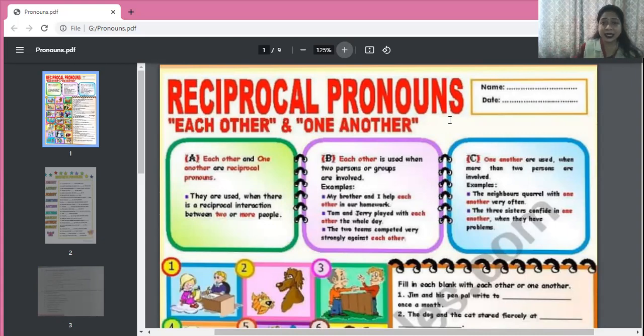Okay. Now, this reciprocal interaction can be between two people and this can be between more than two people. Like if I say we should help each other, then it can be two people, it can be more than two people. Now, but there is a difference in the use. Each other is used when two persons or groups are involved, and one another is used when more than two persons are involved. Generally, when there are two people only, then we use each other, and when there are more than two people, then we use one another. That's the only thing you have to remember.